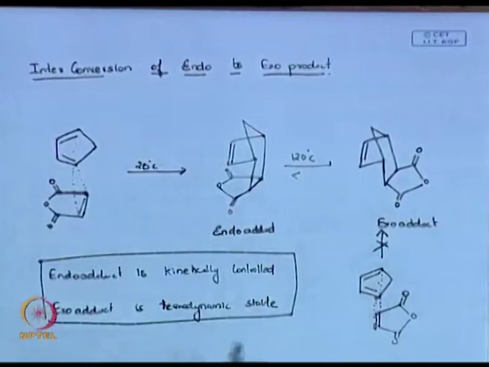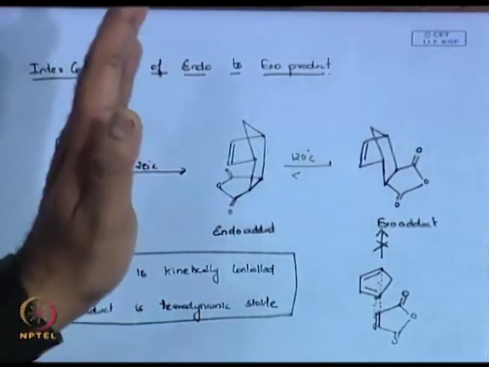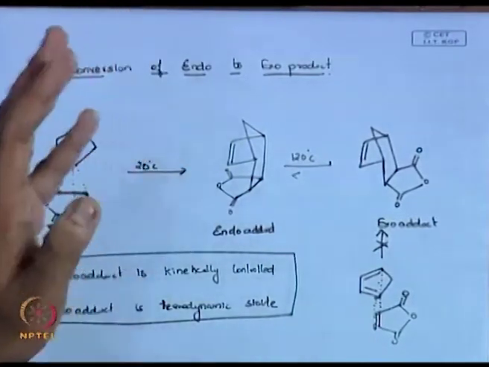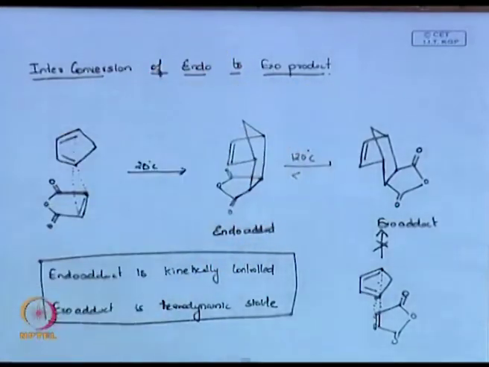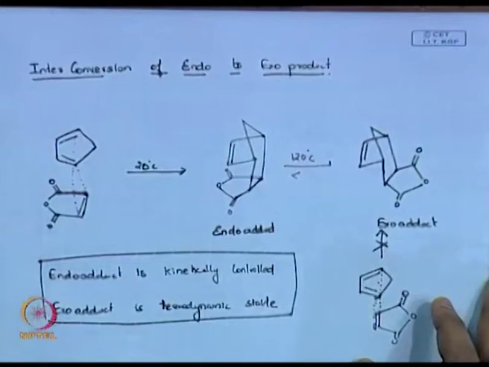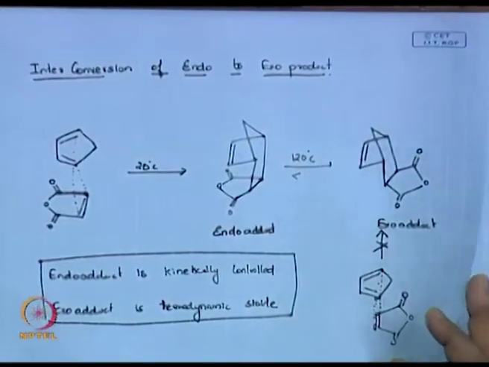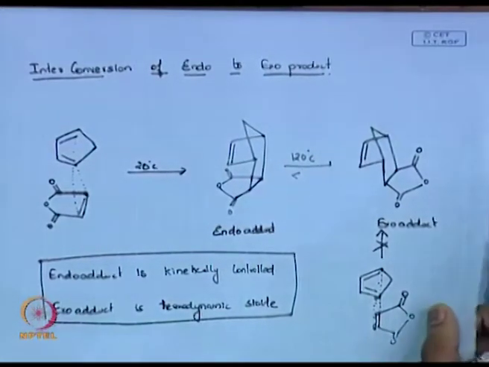So, endo is kinetically favored because the transition state stabilizes. So, the reaction wants to give you the endo, but once you heat, endo gets flipped to your exo, saying that exo is the thermodynamically stable one. Clear? So, that is the more important part of your exo and endo. So, we have seen selectivity, now we have seen the interconversion of endo to exo.